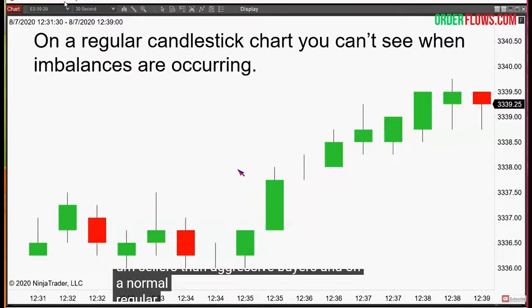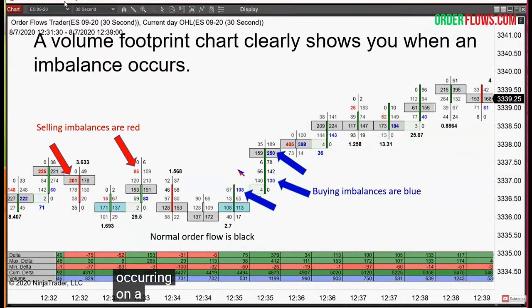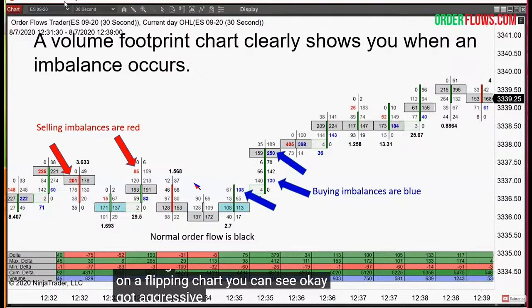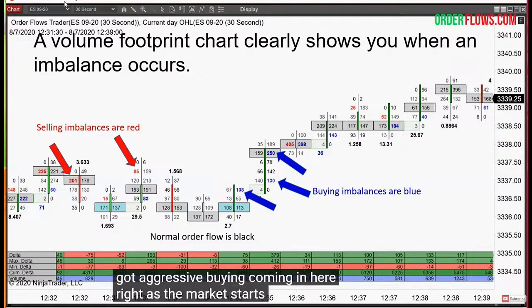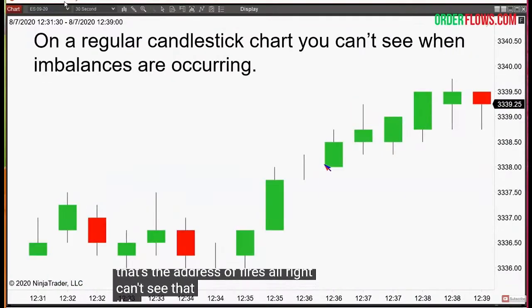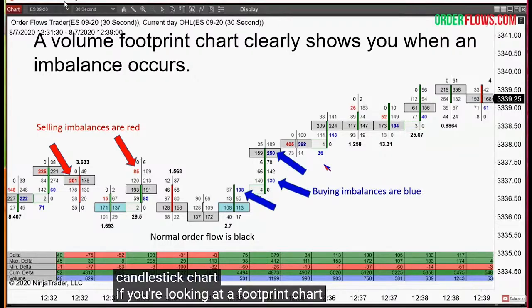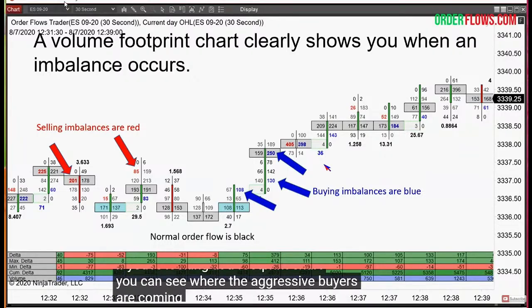And on a normal regular candlestick chart, again, you can't see where these imbalances are occurring. On a footprint chart, you can see, okay, got aggressive buying coming in here, right? As the market starts creeping higher, all these bars going up, you got these aggressive buyers occurring. You can't see that on this same time period on a candlestick chart. So if you're looking at a footprint chart, you can see where the aggressive buyers are coming in.